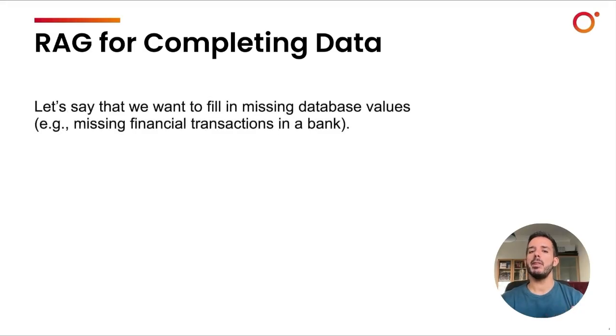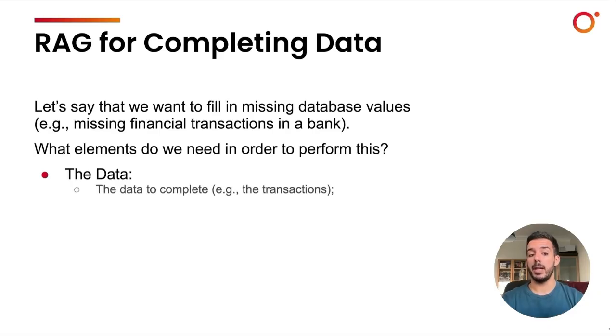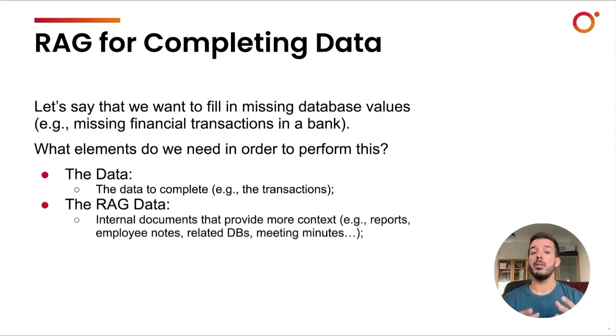Let's say that we want to fill in missing database values, for example, missing financial transactions in a bank, just a simple use case. So what elements are we going to need in order to perform this operation, including RAG? Well, we're going to need the data, right? The data to complete, that is the transaction data set. Then the RAG data, right? The documents that we want to create embeddings of. And here, it may be internal documents that provide more context, reports, employee notes, related database entries, meeting minutes, and so on. Very similar to the financial example from the previous lesson.